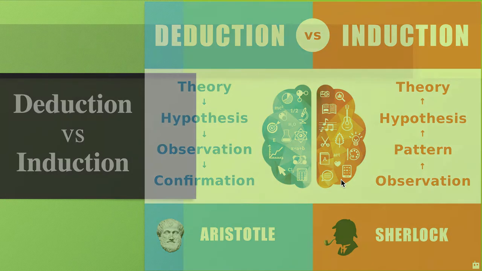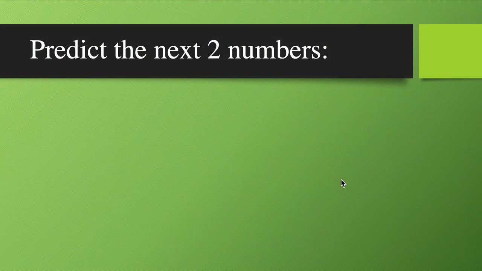So for instance, let's try to answer these. Predict the next two numbers in the sequence. So here for number one, we have 3, 6, 9, 12, 15. It's trivial to check that it's 18 and 21. Why is it 18 and 21? Because they're all multiples of 3. So 3, 6, 9, 12, 15, and then we add 3, 18. We add 3, it becomes 21.